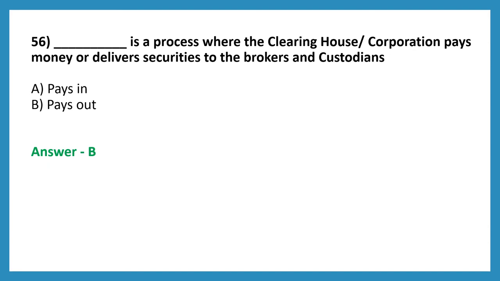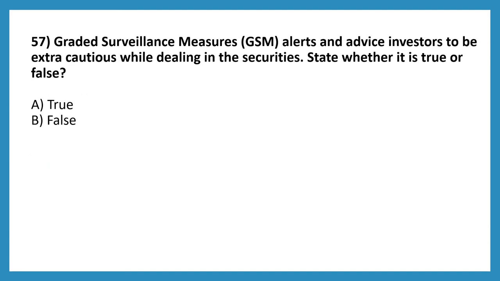Next question. Graded surveillance measures alert and advise investors to be extra cautious while dealing in the securities. State whether it is true or false. The correct answer is option A, true.